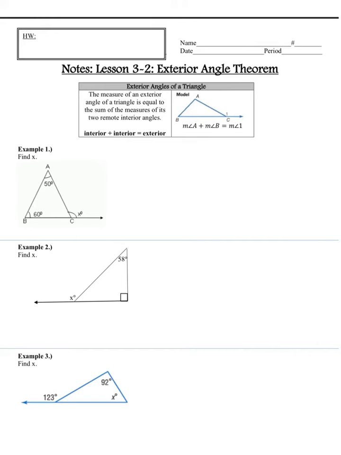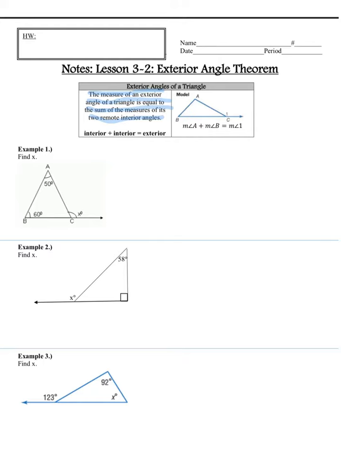Alright, so today we're going to look at the exterior angle theorem, and that theorem states that the measure of an exterior angle of a triangle is equal to the sum of the measures of its two remote interior angles. And remote interior angles mean the angles that are furthest away from the exterior angle.